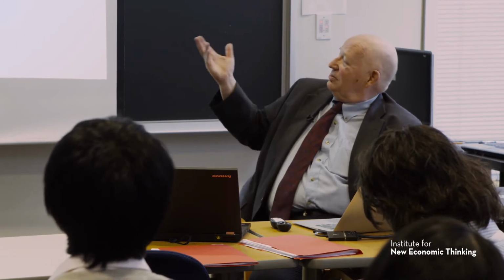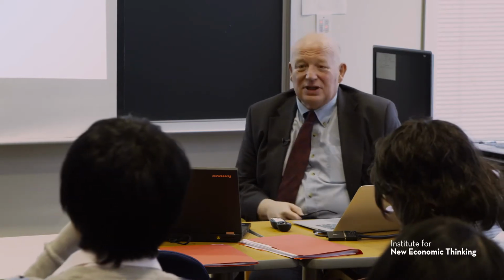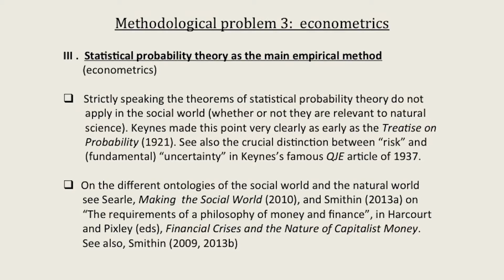On that topic, what's the third methodological problem in mainstream macroeconomics? Well, it's the use of statistical probability theory as the main empirical method, under the name of econometrics, which is also known as economy tricks. Back to social ontology. The theorems of statistical probability theory simply do not apply in the social world. Keynes, of course, had made this point as long ago as the Treatise on Probability, 1921, and made the point very clearly. There's, of course, the famous article by Keynes in the Quarterly Journal of Economics, 1937, and so on.